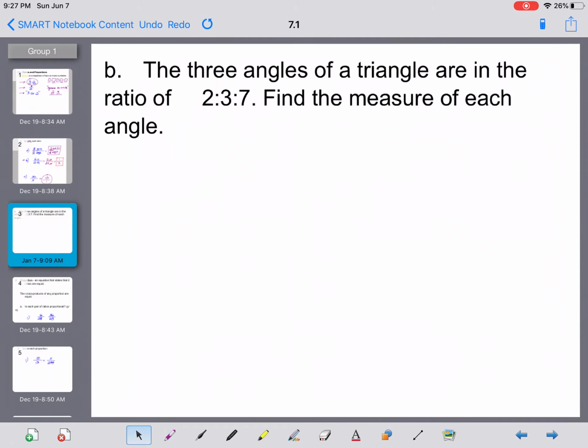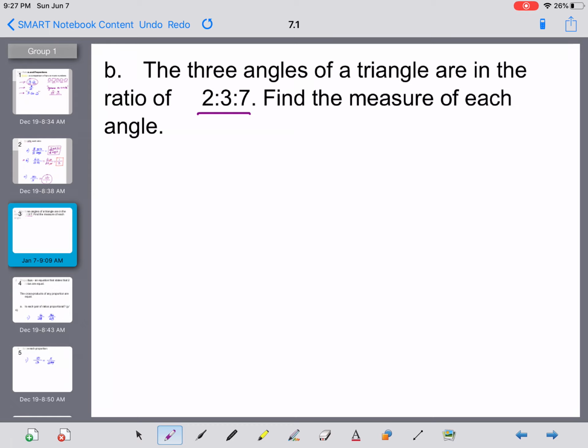Okay, let's take a look at what we have going on right here. Now, I mentioned a little bit earlier that most ratios, probably 99% of them, deal with just the comparison of 2 numbers. But once in a while, you see what's called an extended ratio, and that's what's going on here. So the 3 angles of a triangle are in what's called an extended ratio of 2 to 3 to 7. We're supposed to find the measure of each angle.